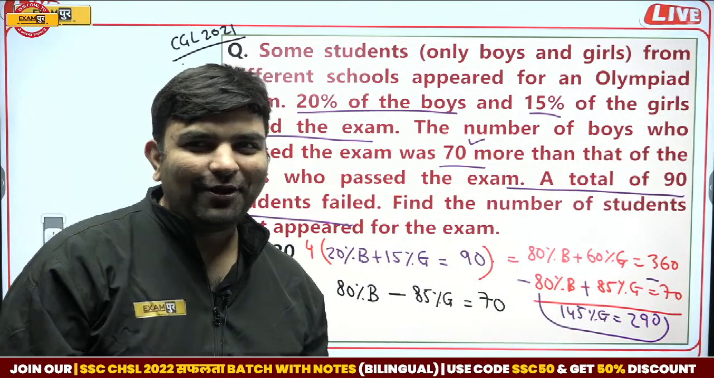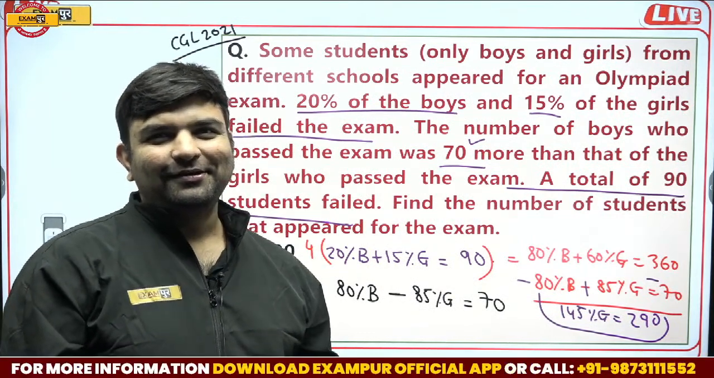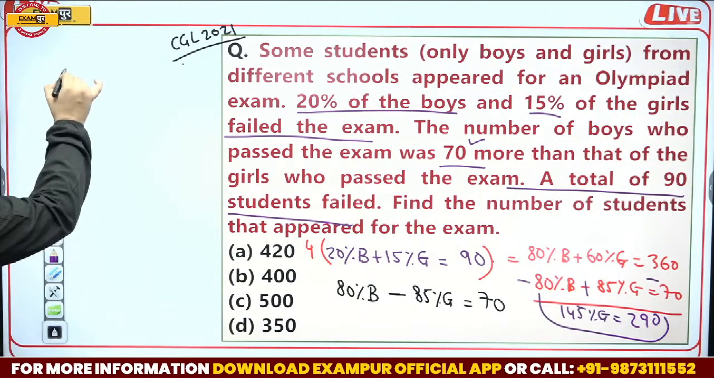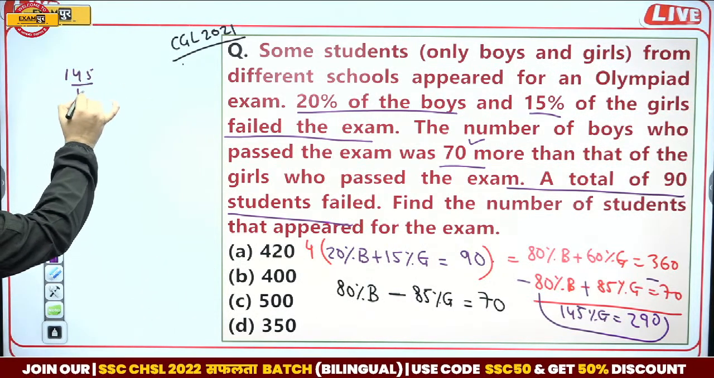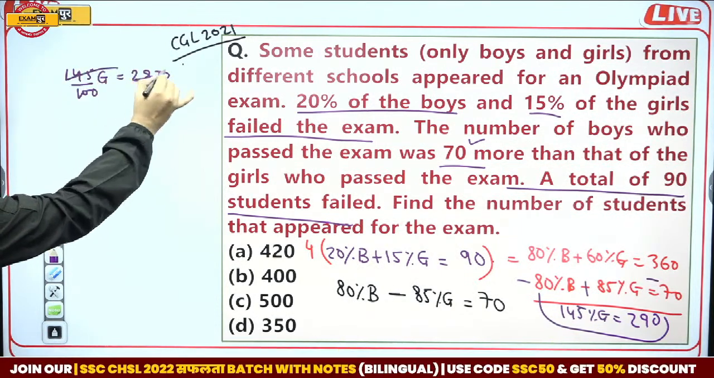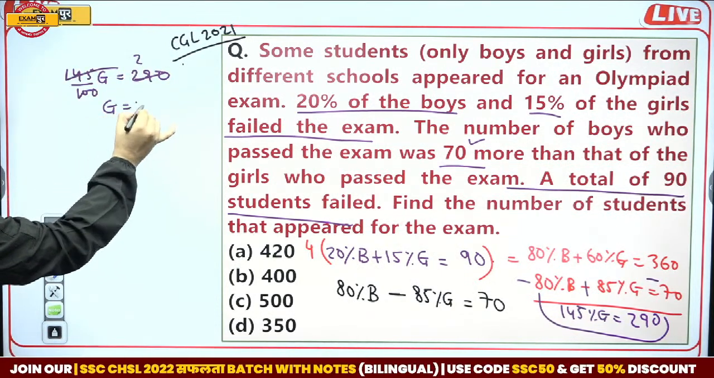I think a lot of you have gained a lot of hope. You already know the question is solved. So 145% of girls is equal to 290. So girls are 200.